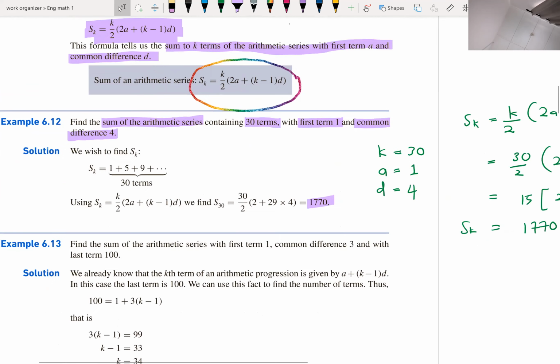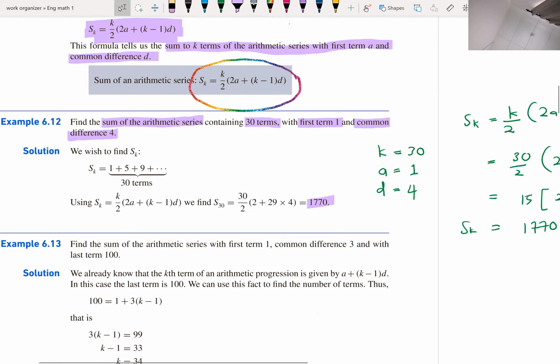So, 30, okay, so the general term will be K over 2 and then 2A plus K minus 1 D. Okay, am I correct? Yes. Okay, then we just put back what is K? 34. And then 2, 1 plus K 34 minus 1 and then D is 3.